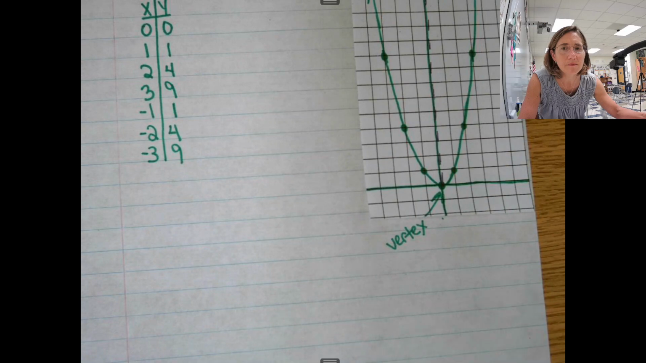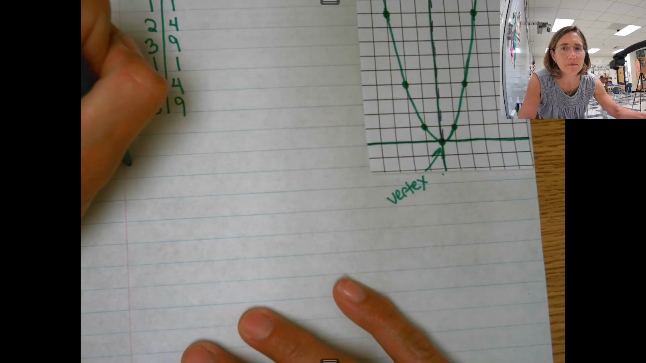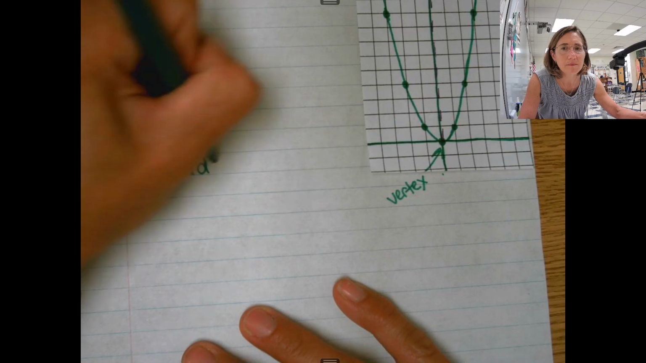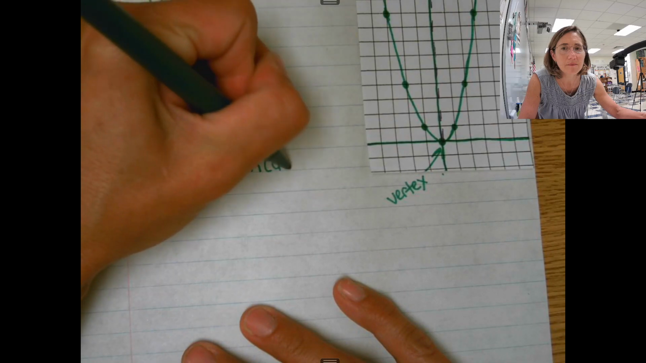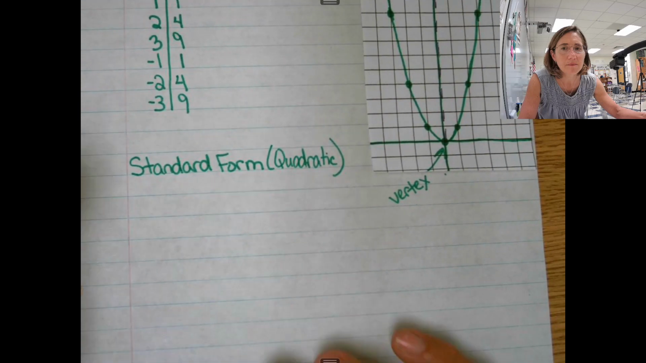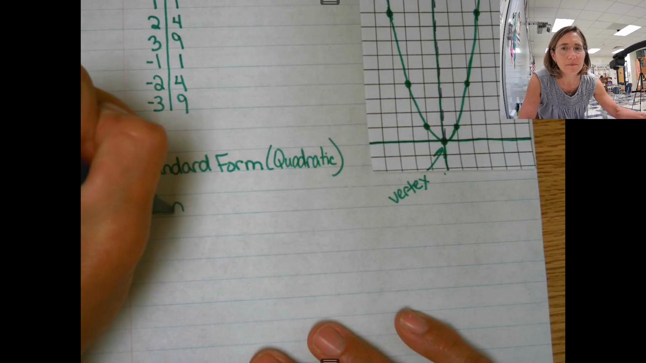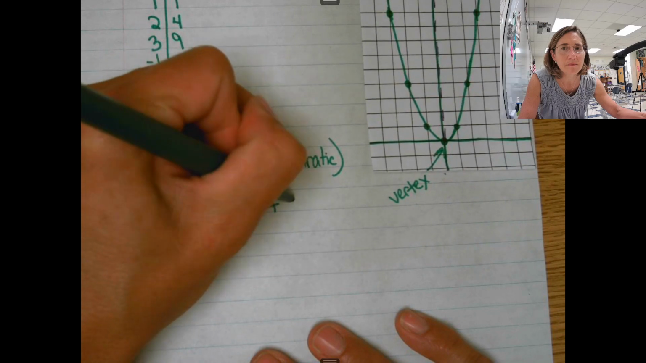We need to graph more than just that basic parent function though. We want to graph some other types of parabolas. So let me write standard form first, and then I'll give you another equation to graph here. Standard form for a quadratic will look like this for the function: y equals ax squared plus bx plus c.